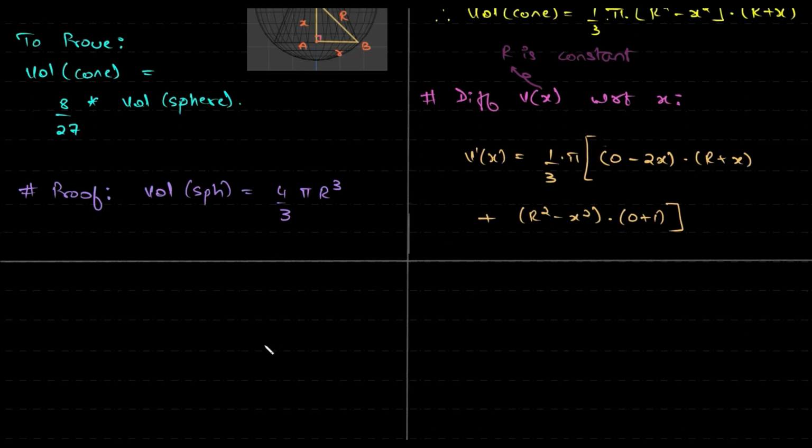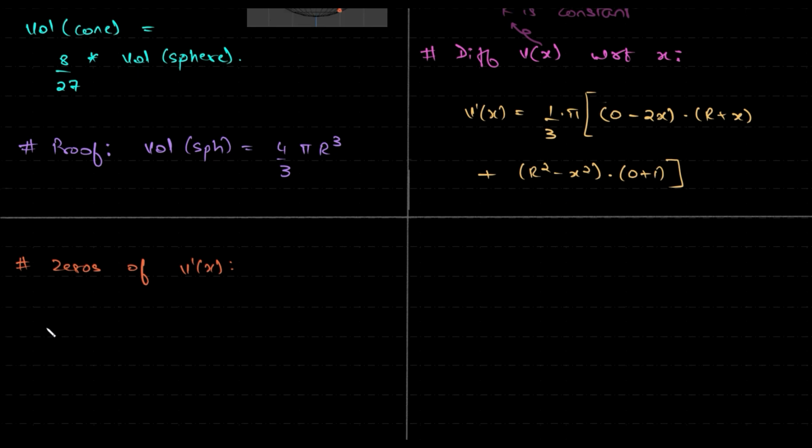Now, continuing to find the zeros of V prime of x, basically that is your critical point. So we have 0 is equal to 1/3 pi, and further expansion: minus 2Rx minus 2x square plus R square minus x square.